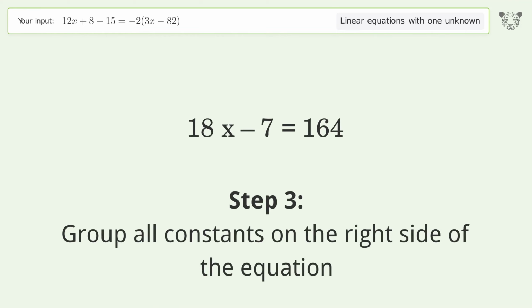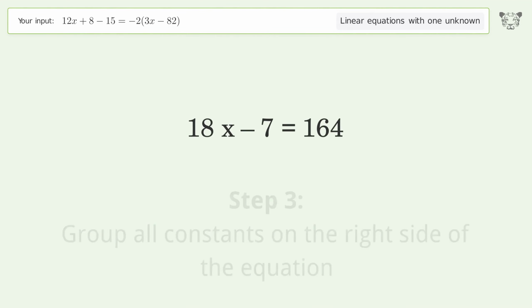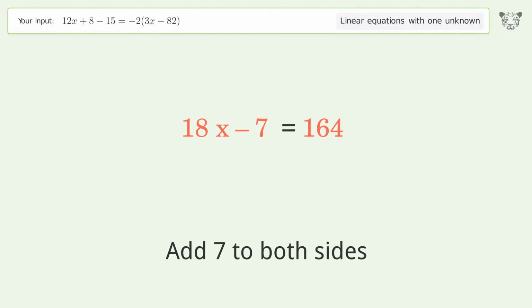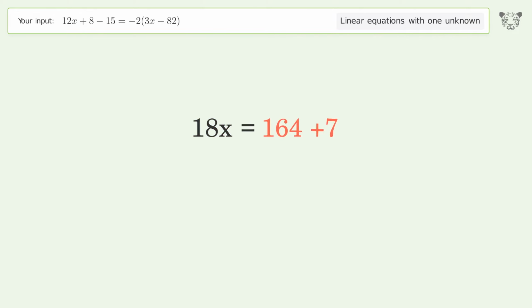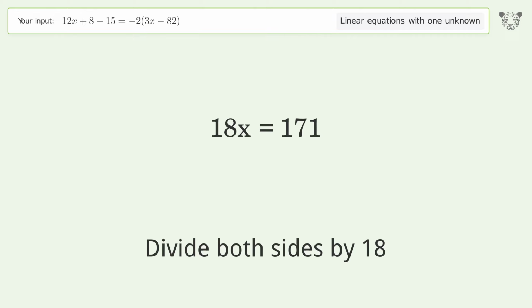Group all constants on the right side of the equation. Add 7 to both sides. Simplify the arithmetic. Isolate the x. Divide both sides by 18.